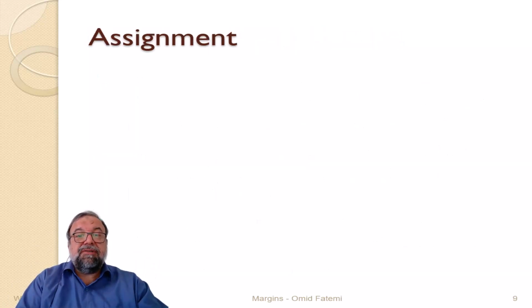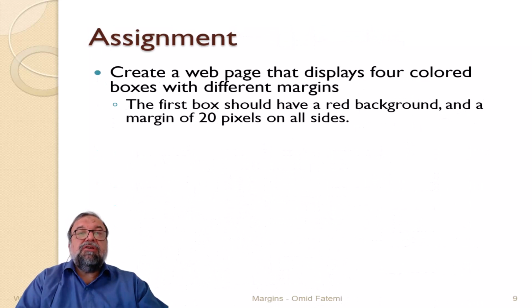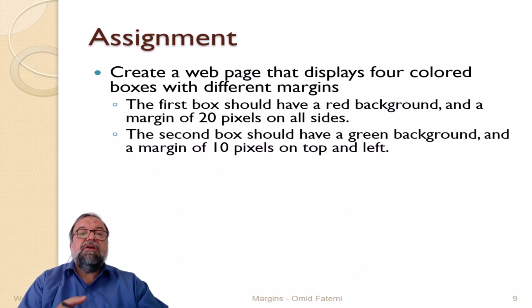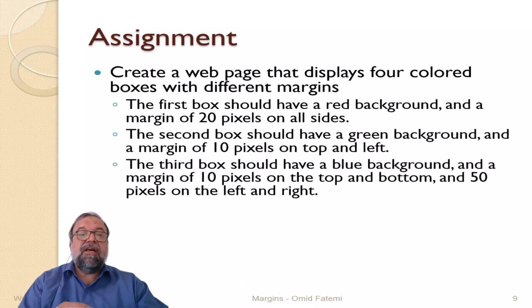For the assignment, I would like you to create a web page that displays 4 colored boxes with different margins. The first box, red background, margin of 20 pixels for all sides. The second box, green background and margin of 10 pixels on top and left only. The other 2 would be 0. The third box should have a blue background and a margin of 10 pixels on the top and bottom and 50 pixels on the left and right. Use shorthand for writing these margins.